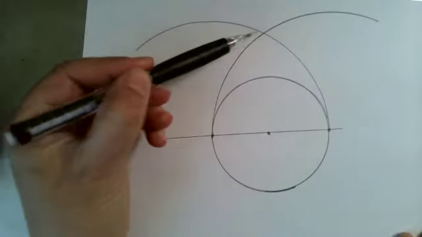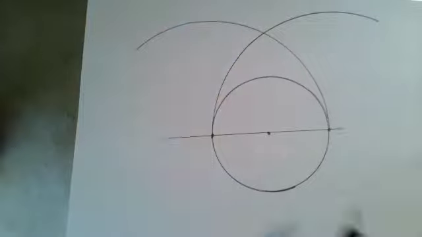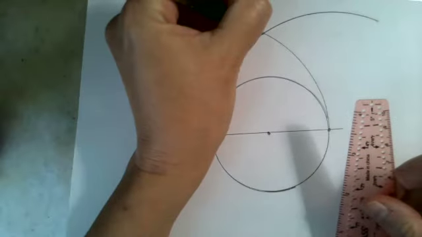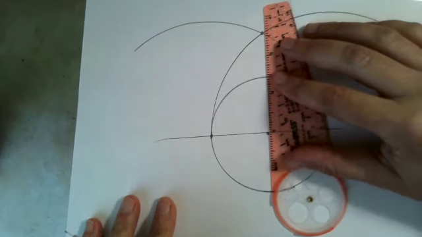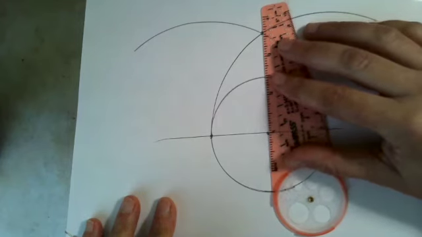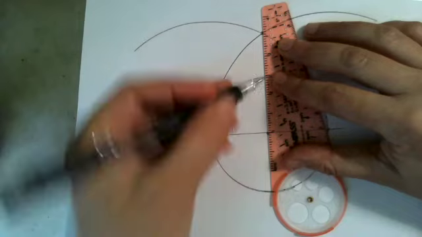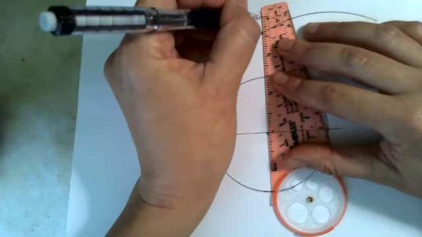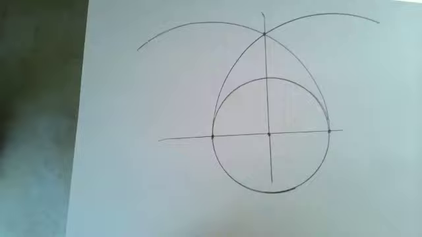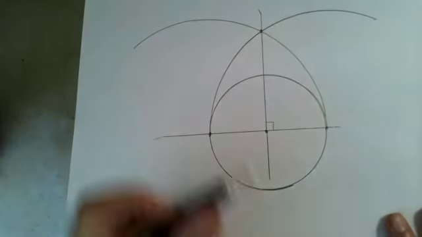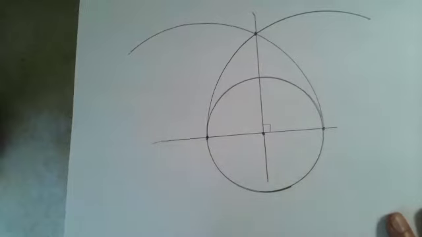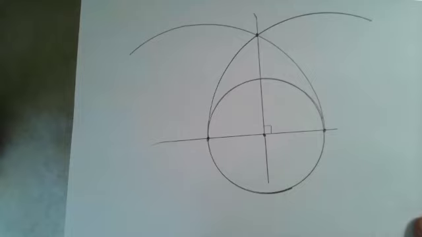And where these two connect, I make my little mark there. I take my straight edge and I connect from where these two connect to my center. And that constructs a line perpendicular to this line. That's it right there. So I'm going to quickly review those steps.